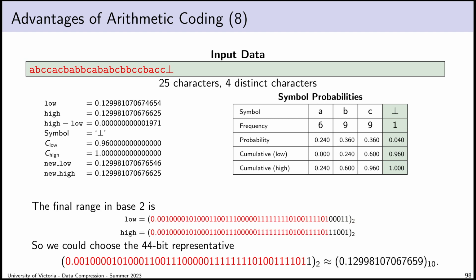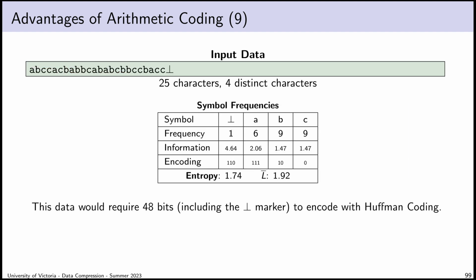So if I encode this with arithmetic coding, I end up with a 44-bit representative. So again, I've got all the red bits, and I can just set the first black bit to 1, and I get a value between low and high. So I've got this 44-bit representative, and if I use Huffman coding, I need 48 bits. So even though this was a case that was a lot more amenable to Huffman coding, it still wasn't that amenable because of the need for that rounding. So we've seen already that Huffman coding does get stymied quite a bit by these fractional information contents.